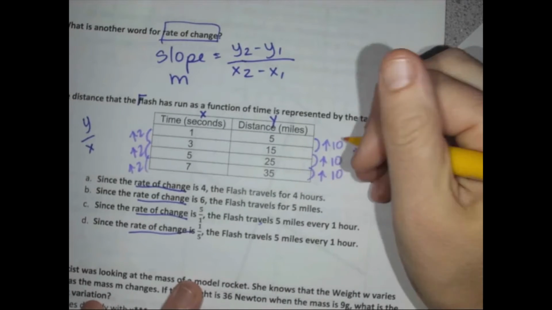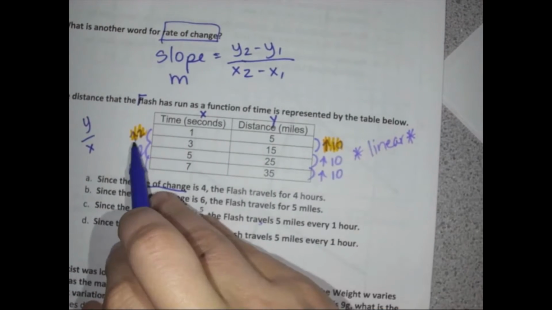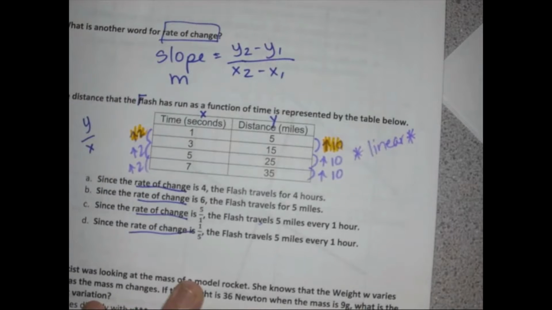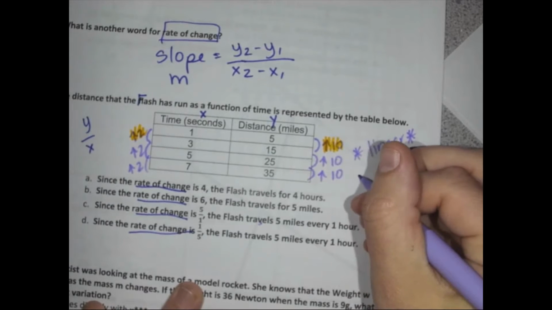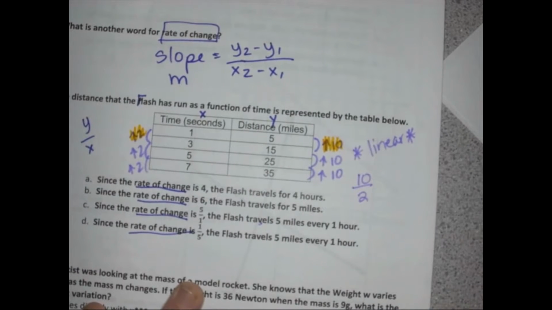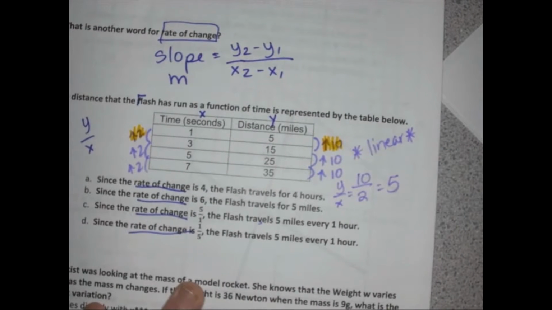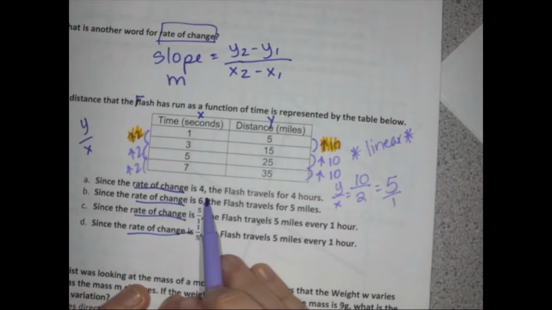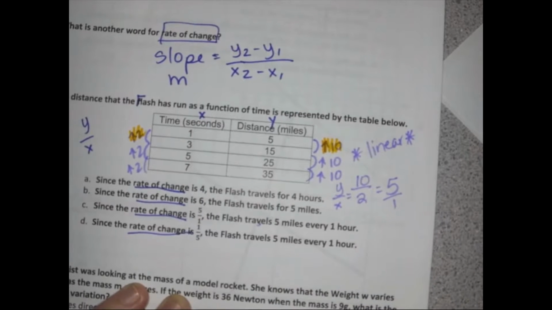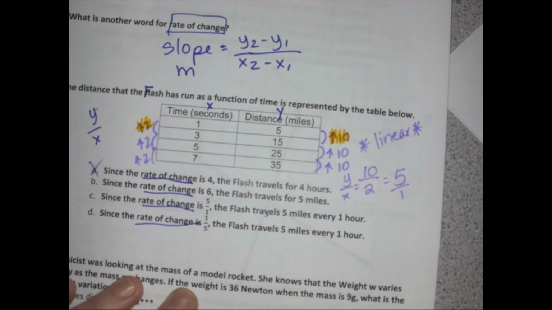Let's go ahead and use these values. This is my y, this is my x. My slope is y over x. I need to find the rate of change, my slope, which is y over x. So it is 10 over 2, because it's my y over my x. Y over x is equal to 5 over 1. Is my rate of change 4? No, my slope is 5 over 1. So A is not a possible answer.